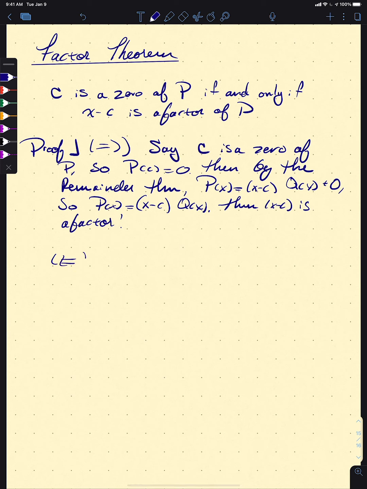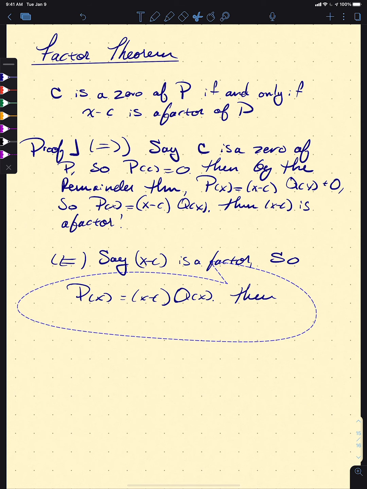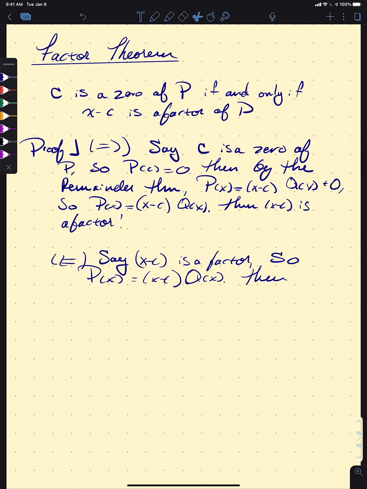Okay, so let's go the other way really quickly. So say x minus C is a factor. So P of x equals x minus C times Q of x. Then, and I just realized that this guy is a line below where he should.